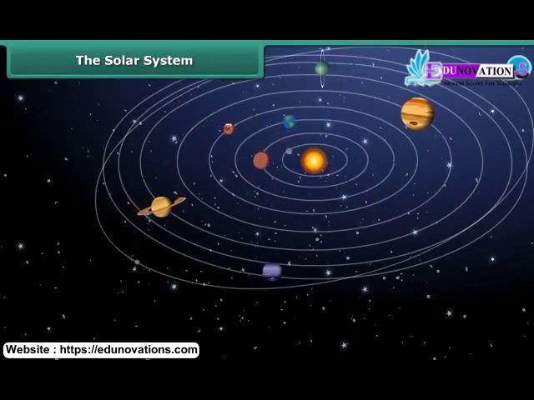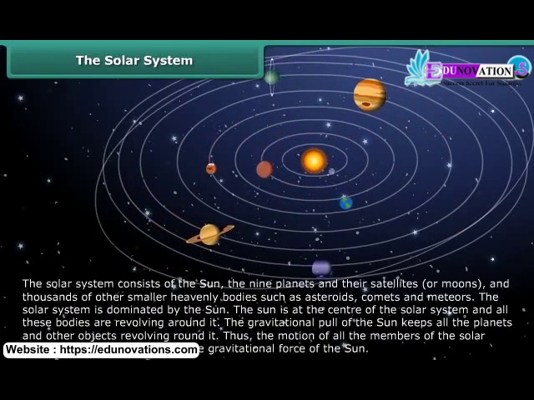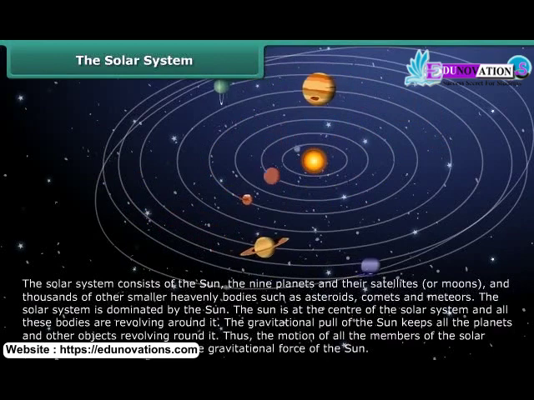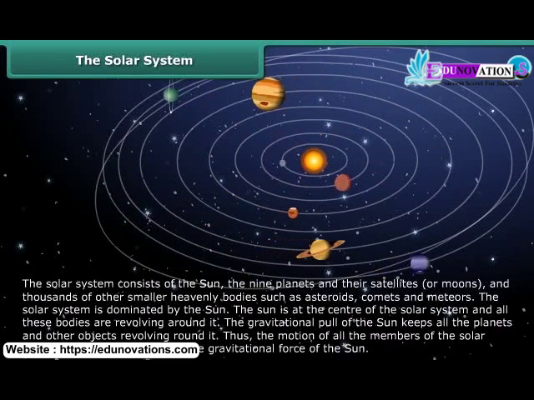The solar system. The solar system consists of the Sun, the 9 planets and their satellites or moons, and thousands of other smaller heavenly bodies such as asteroids, comets and meteors. The solar system is dominated by the Sun. The Sun is at the center of the solar system and all these bodies are revolving around it. The gravitational pull of the Sun keeps all the planets and other objects revolving around it. Thus, the motion of all the members of the solar system is governed mainly by the gravitational force of the Sun.